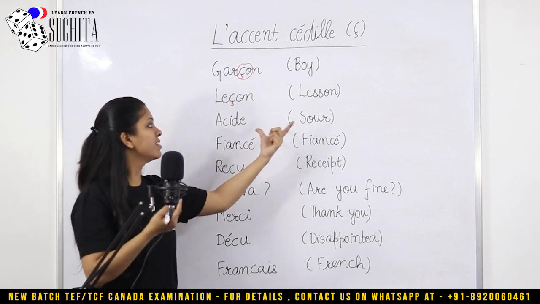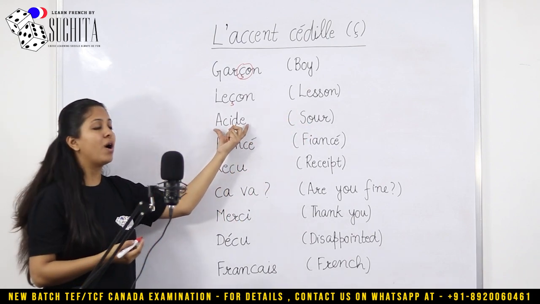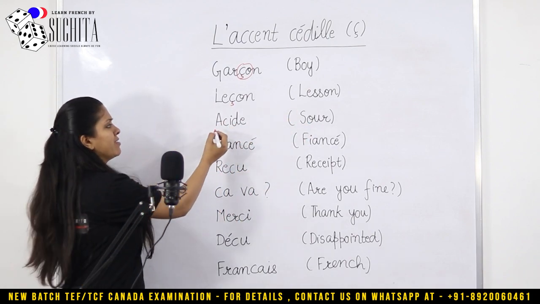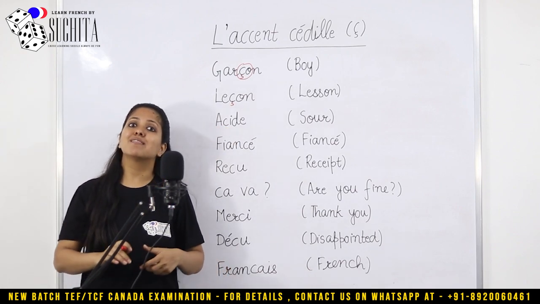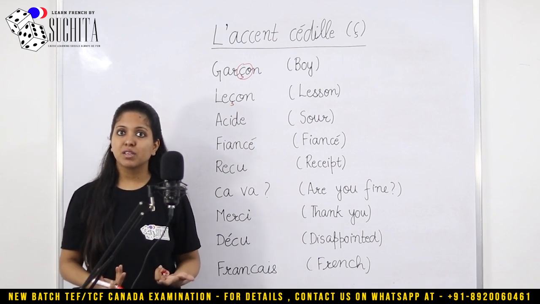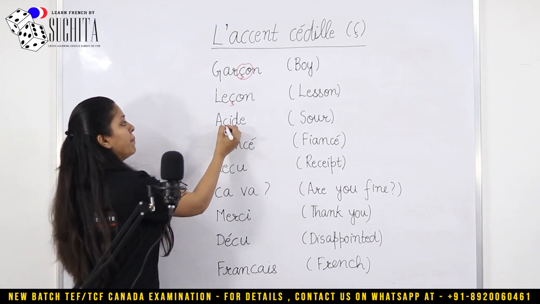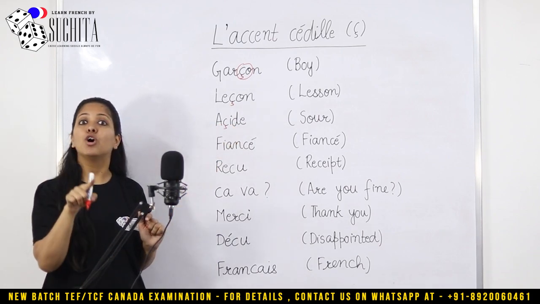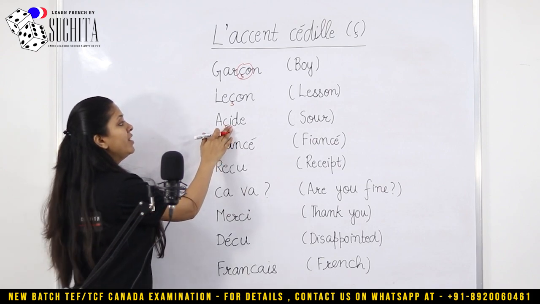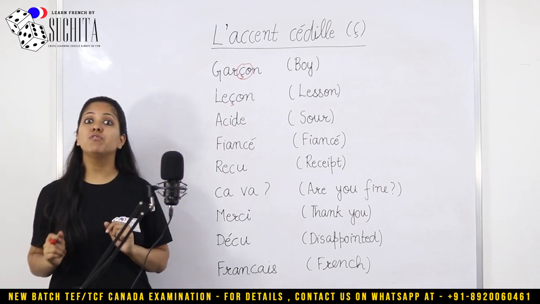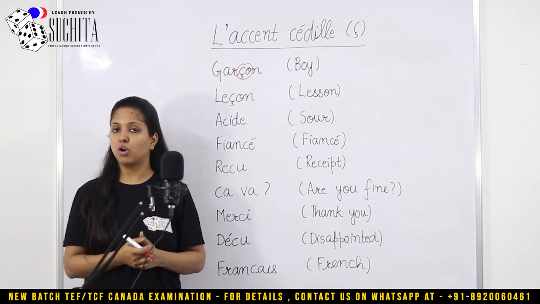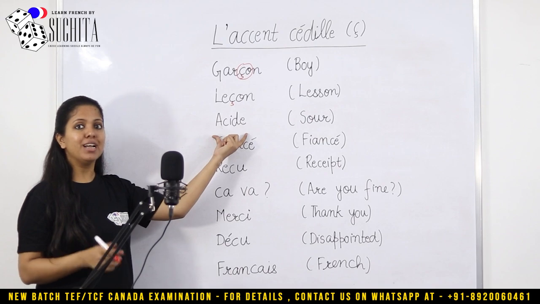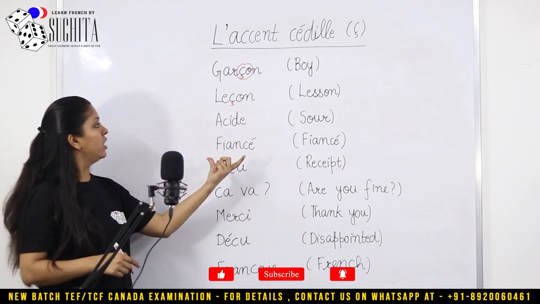Now next, acide. It's a taste. Sour. It's a sour taste. Now acide. What did I tell you for this? After C, if you have I, then the pronunciation of CI is already S. So that means if you apply this, it is going to be wrong. Because even without applying this, the pronunciation is already acide. Okay? So there is no point applying accent cédille over here.